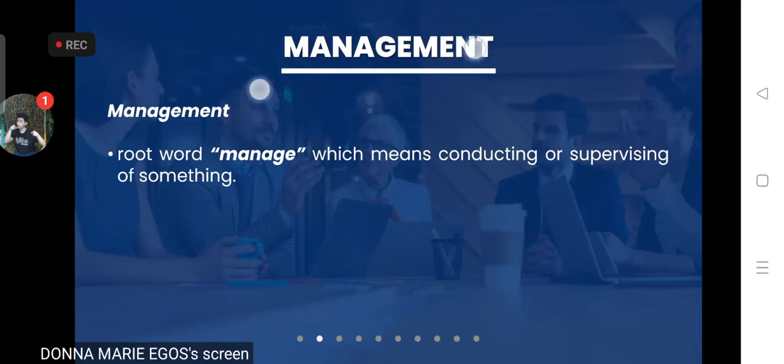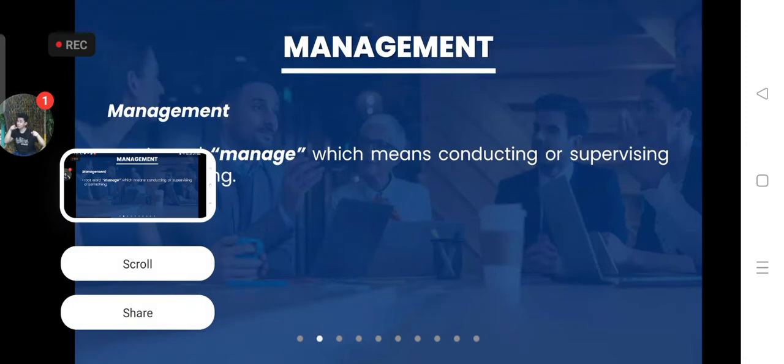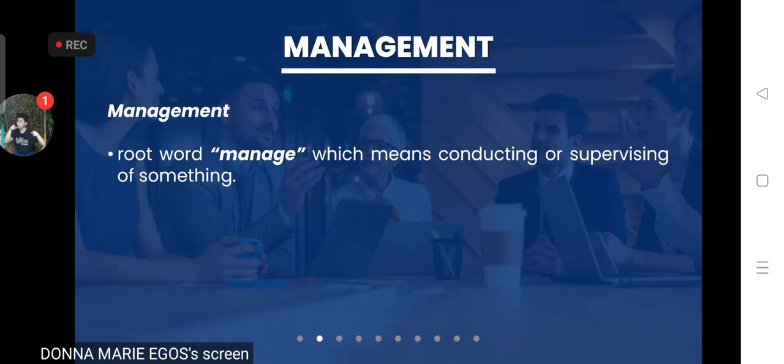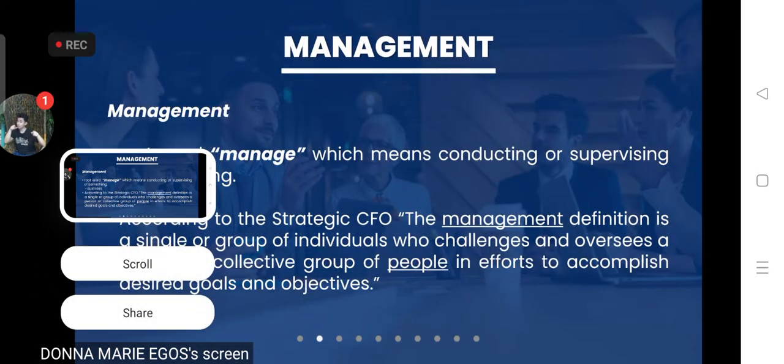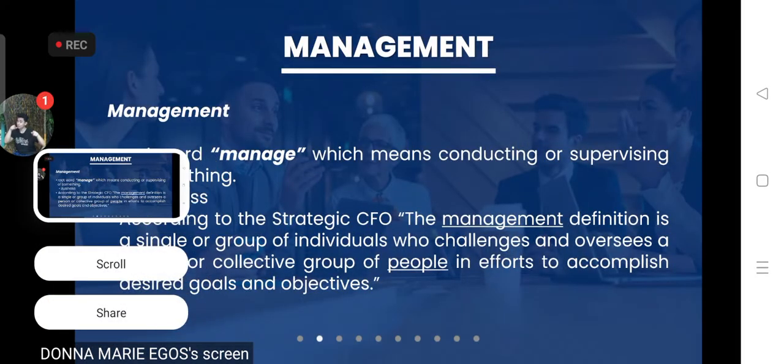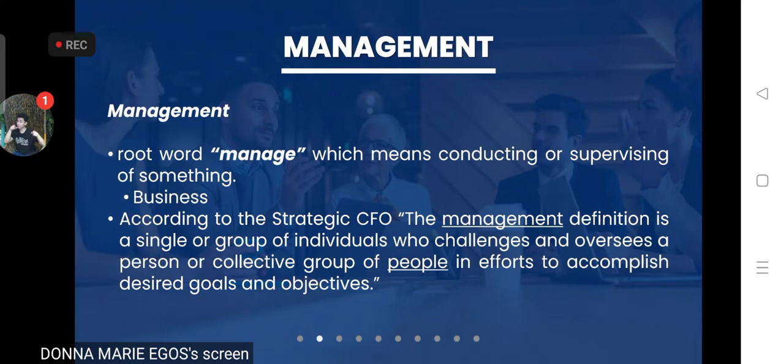When you hear the word management, we can say that the root word is manage, which means conducting or supervising of something. And according to the Strategic CFO, management is a single or group of individuals who challenges and oversees a person or collective group of people and efforts to accomplish desired goals and objectives. So we can say that management includes the ability to plan, organize, monitor, and direct individuals.